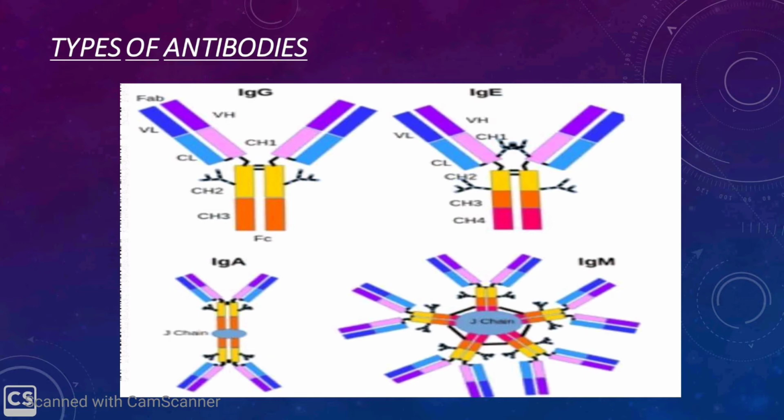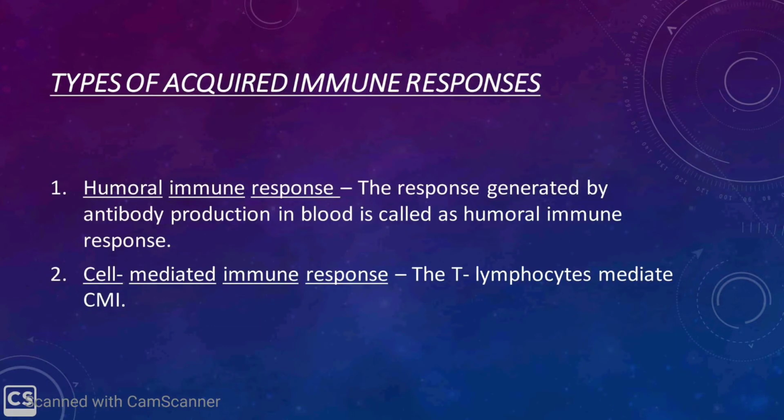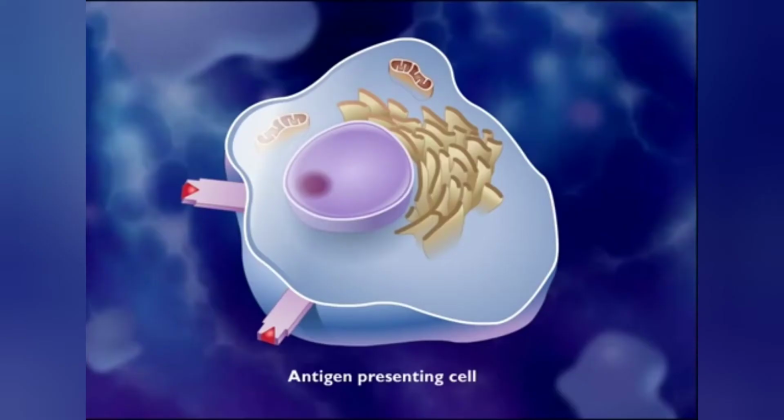On the basis of response, acquired immune response can be of two types, humoral and cell mediated. Since the antibodies are released in the blood, which is flowing inside the whole body, the response is known as humoral immune response, while when the cells like T lymphocytes are involved, the response is known as cell mediated immune response. We can see both the responses via an animated movie.